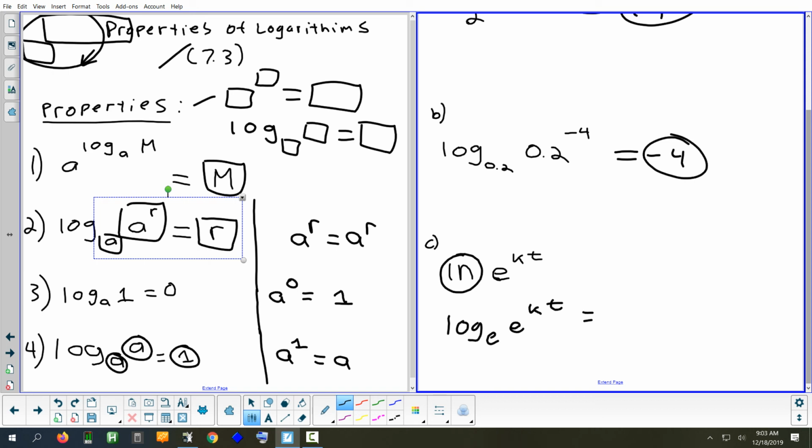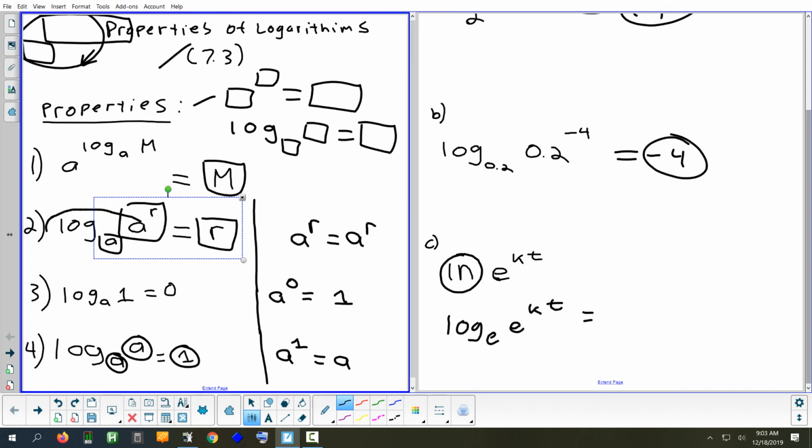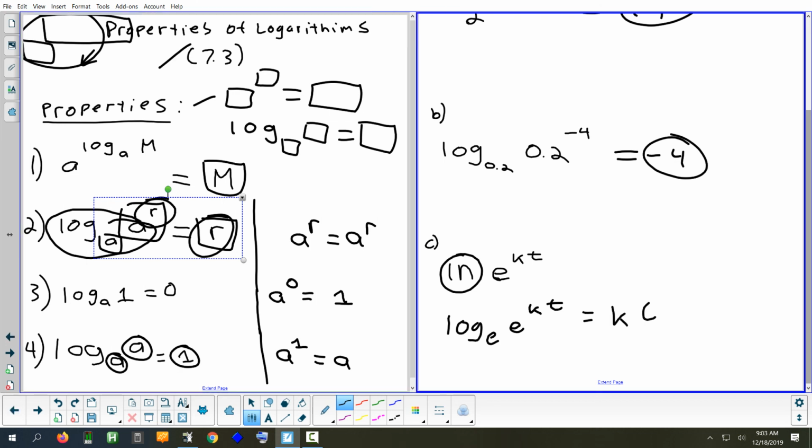So Stephen, using property 2, what's log base e of e to the kt? That should equal e. Nope, not going to equal e. Riley, can you help me out? It should equal k times t, right? These match. Right here, the answer is what's right there. So in this case, it's k times t, whatever k times t is.